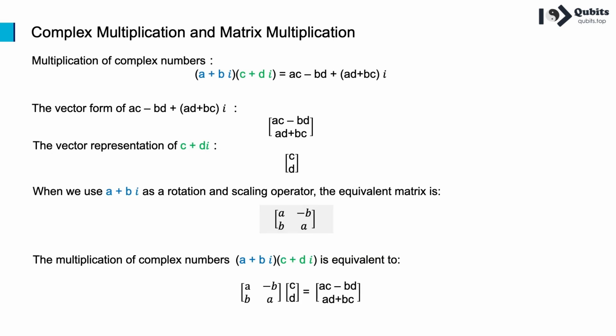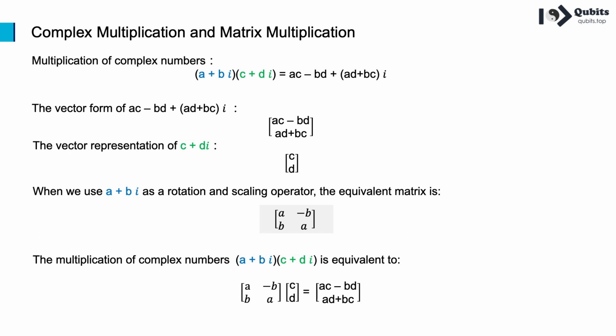According to the rule of complex multiplication, we expand the algebraic multiplication of two complex numbers and then convert the result to the vector representation form. Then we convert the complex number c plus d times i on the right-hand side to an equivalent vector representation. At this point, the left-hand side complex number, a plus b times i, is not a vector but a matrix.